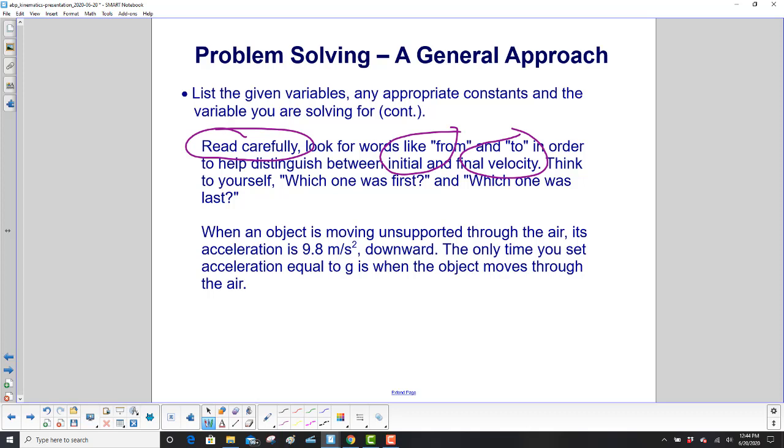When an object is moving unsupported through the air, and that's in free fall, its acceleration is 9.8 meters per second squared downward. The only time you set acceleration equal to g, though, is when the object moves through the air.